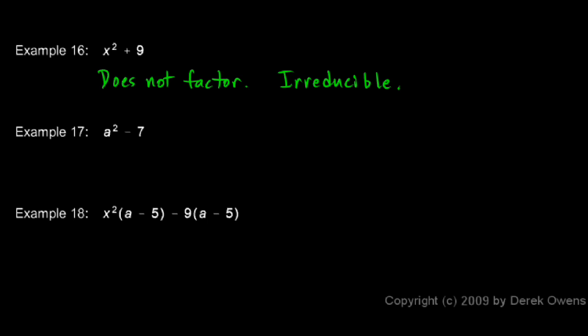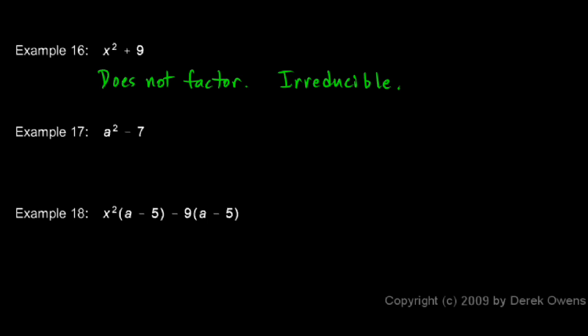Now number 17, this one will factor. And this is kind of interesting. This doesn't look like the difference of two squares. I see a squared, that's clearly a squared, that's something squared. But 7 is not a perfect square. So I have one thing minus another, but this second thing isn't something squared. But 7 is something squared if you think about it. What squared gives you 7? Well, the square root of 7 squared gives you 7.